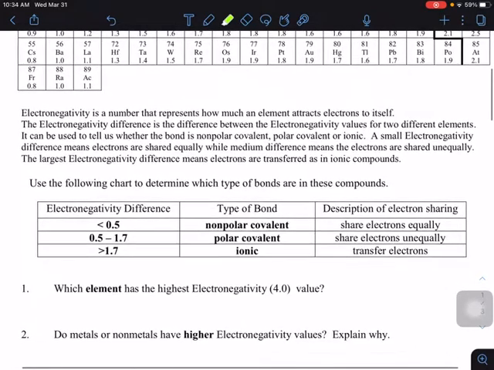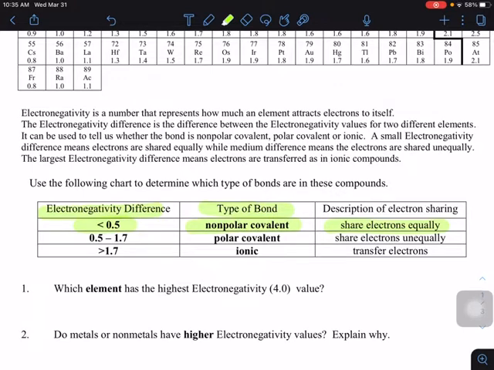We're told to use the following chart to determine which type of bonds are in these compounds. So you have the electronegativity difference: if it's less than 0.5, if it's from 0.5 to 1.7, or greater than 1.7. We have the types of bonds that are indicated by those differences. So if we have an electronegativity difference of less than 0.5, the bond type is nonpolar covalent. Okay, and that means that electrons are being shared equally or almost equally.